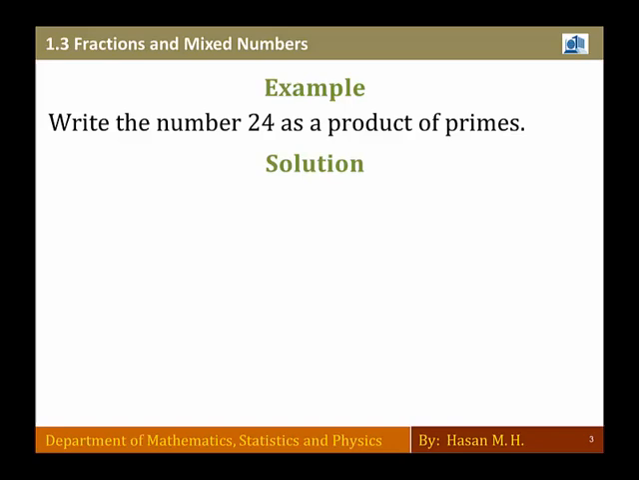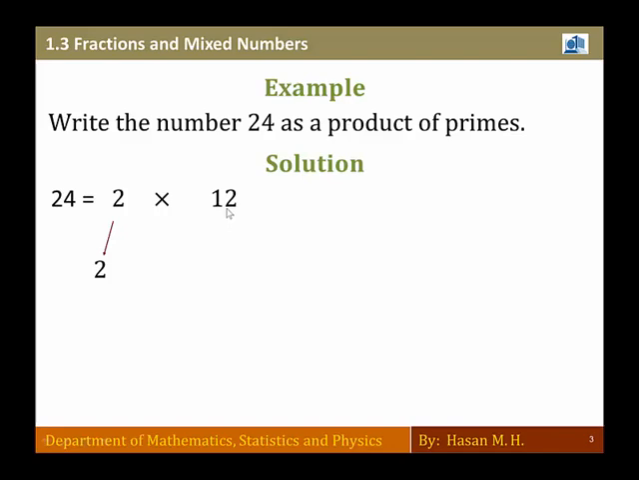Example: write the number 24 as a product of primes. First, we have to think of two numbers that, when I multiply them together, give the answer of 24. The two numbers are 2 times 12. We all know that 2 is a prime number. 12 is a composite number. Therefore, I have to factor 12.